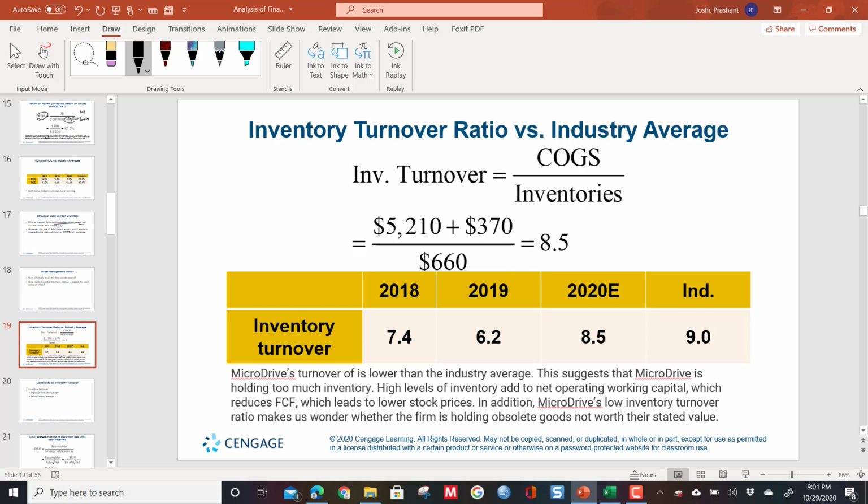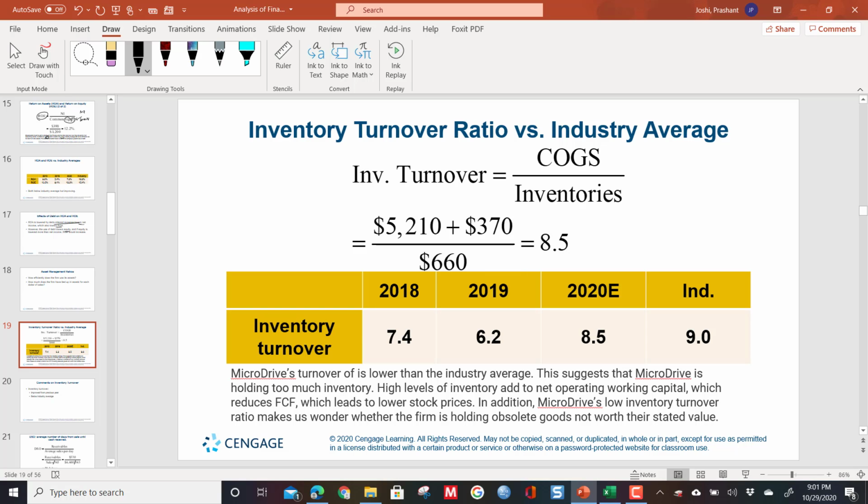Since the book considers the cost of goods excluding depreciation, we have to add back the depreciation. So depreciation is added back, and you can see there is an improvement of the inventory turnover ratio over a period of time, but it is still below the industry average. But that it is improving is a good sign.